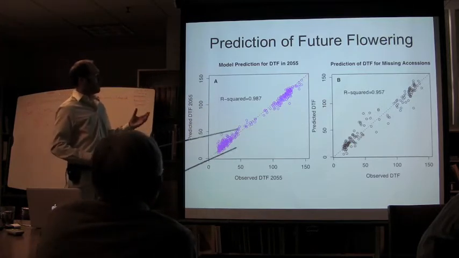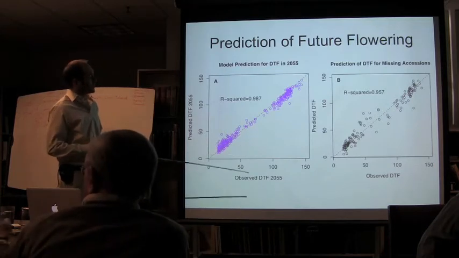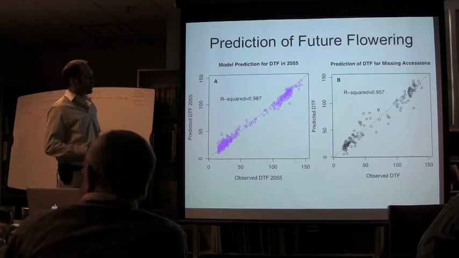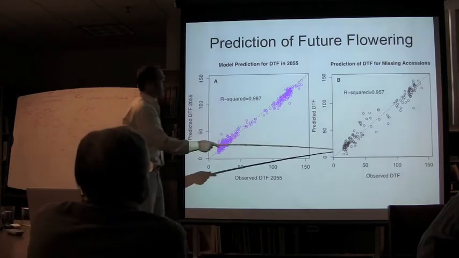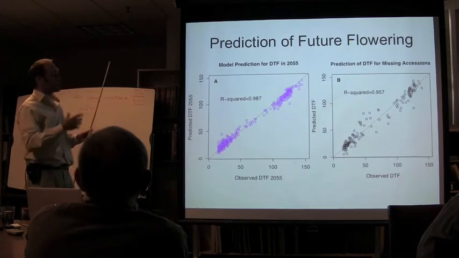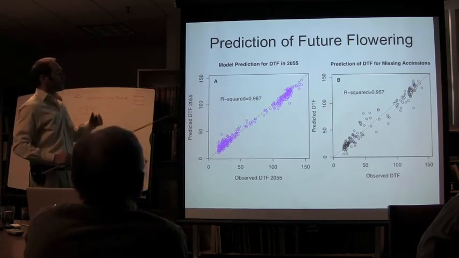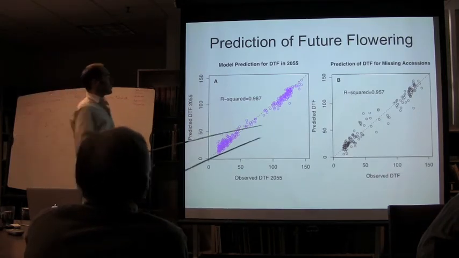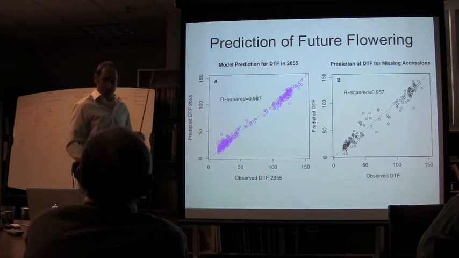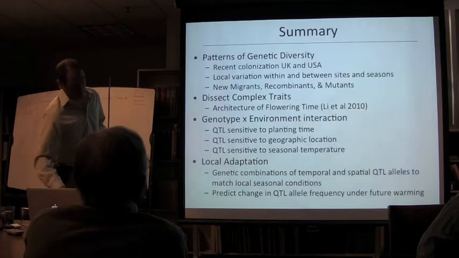So if we use all 4 environments but 90% of the data to specify the genotype, phenotype, environment model, then we can predict with pretty good accuracy the missing genotype. So if you grew a line that you'd never seen before, but you knew its genotype, with 95% accuracy you could predict the flowering in future environments. So that's the story for Arabidopsis then.